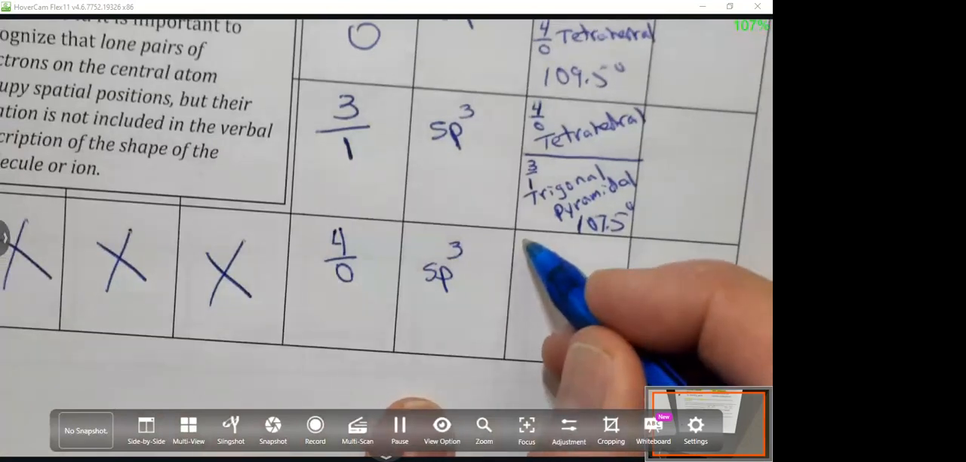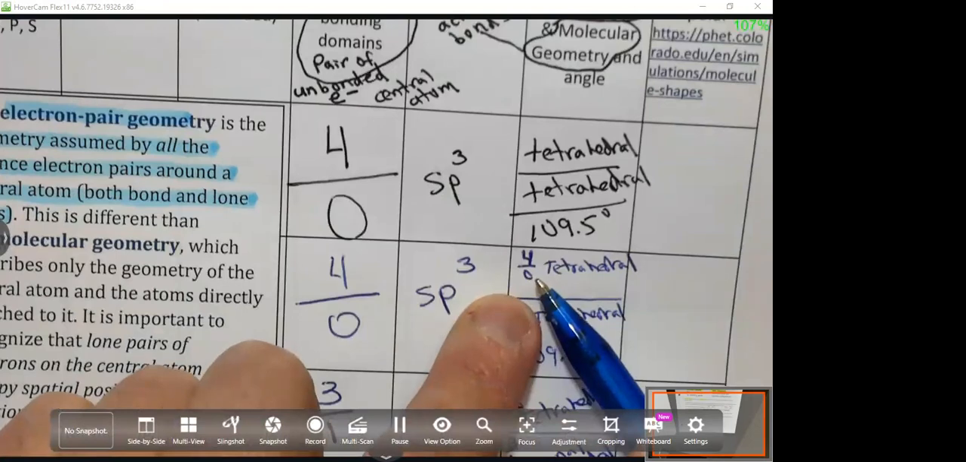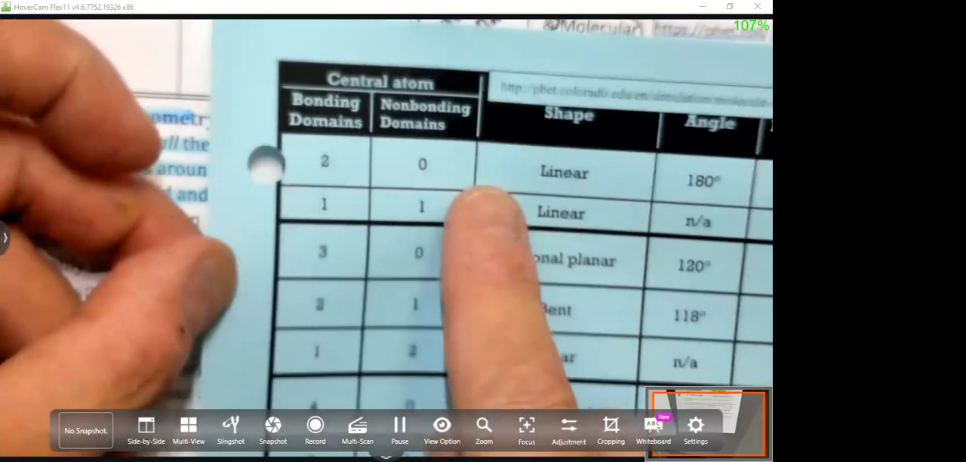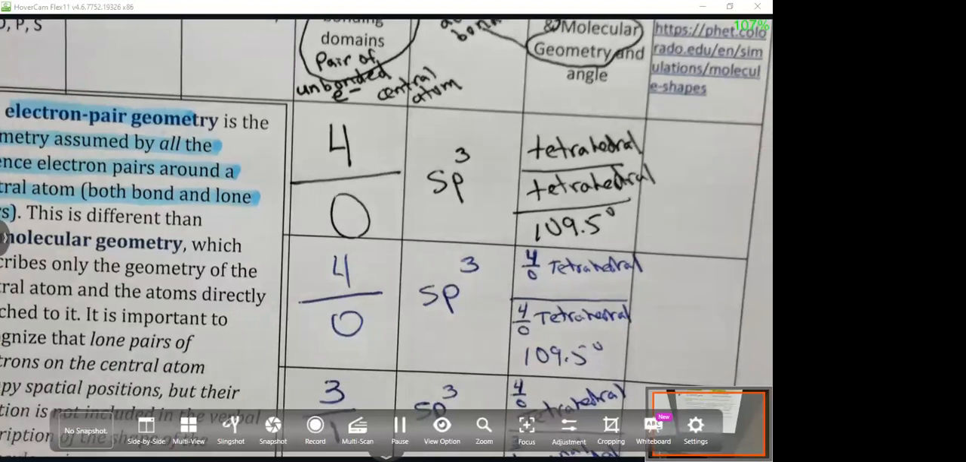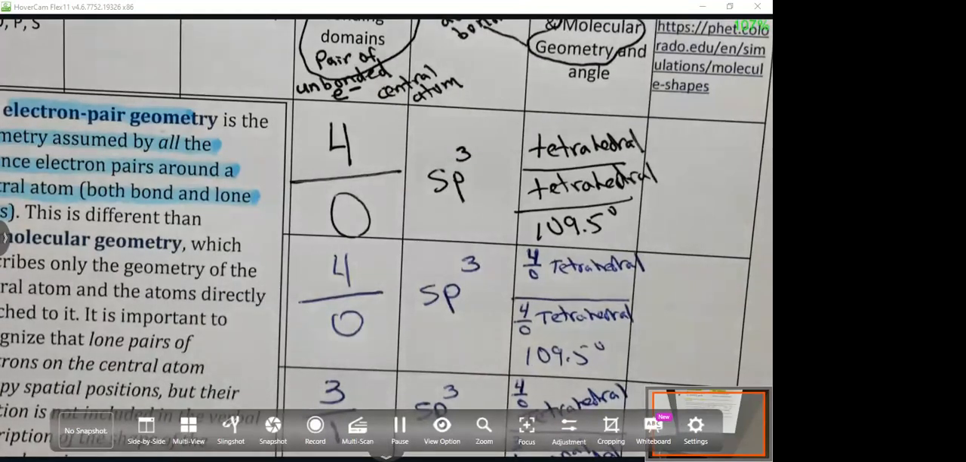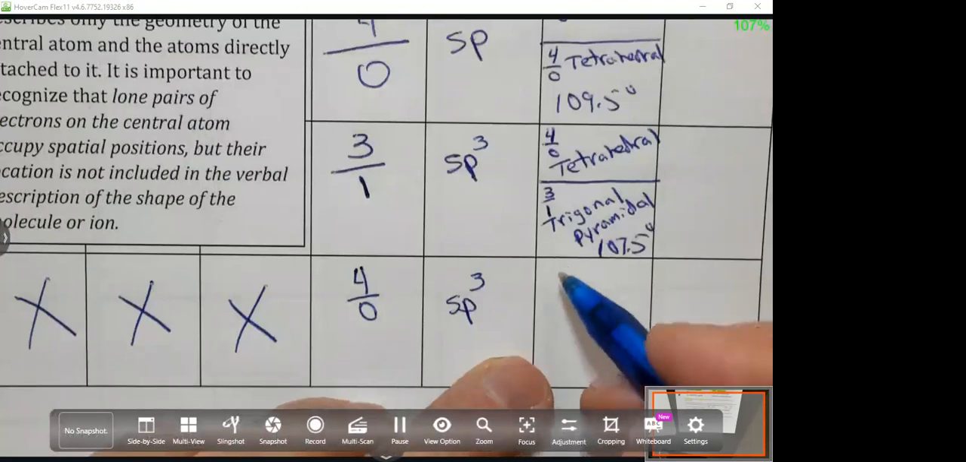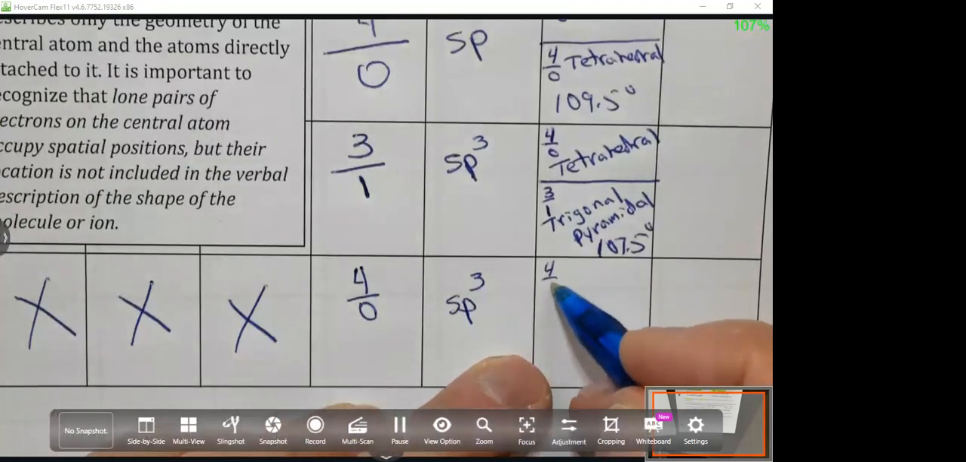What is my electron pair geometry? In my electron pair geometry, by the way, it's always going to be a 0 down here. It's always going to be one of these: 2-0, 3-0, 4-0, 5-0. All you're doing is looking at how many pairs are around the central atom. That gives you the possible bonds. So, my electron pair geometry is a 4-0.